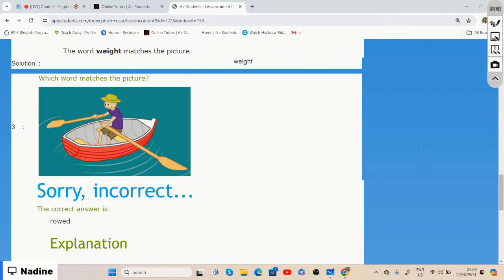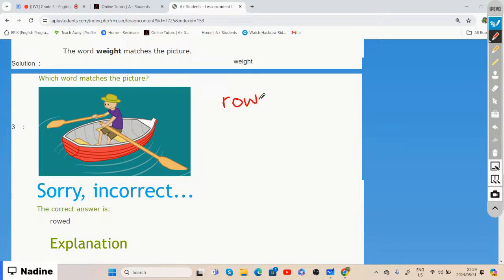All right, so this is rowed, R-O-W-E-D. It means rowed is past tense for row. And a word that sounds the same as this word is road. It's like the road that the cars drive on. This is that word, road.